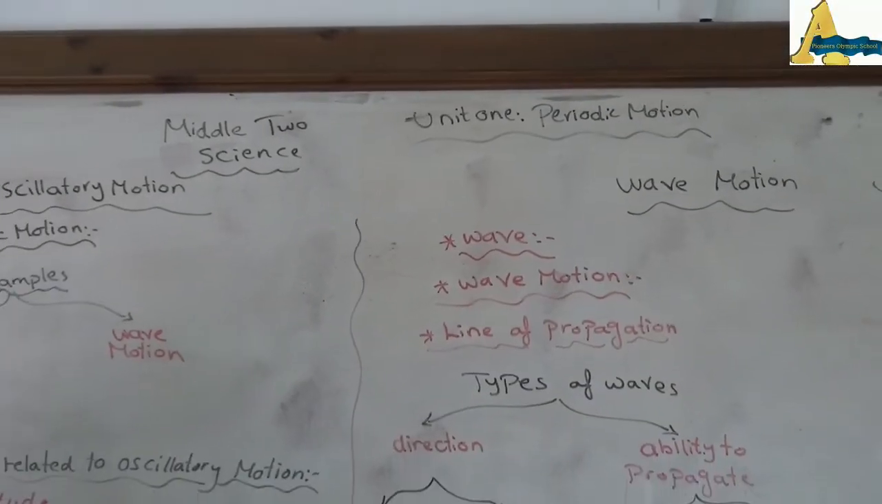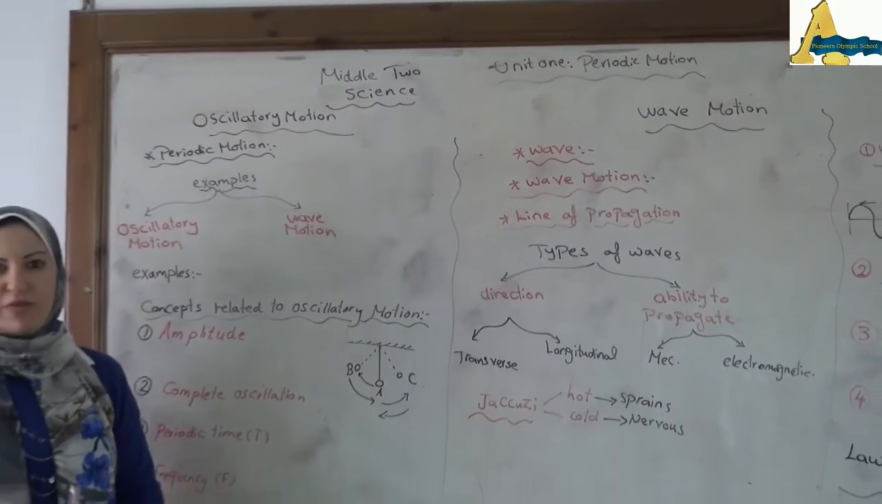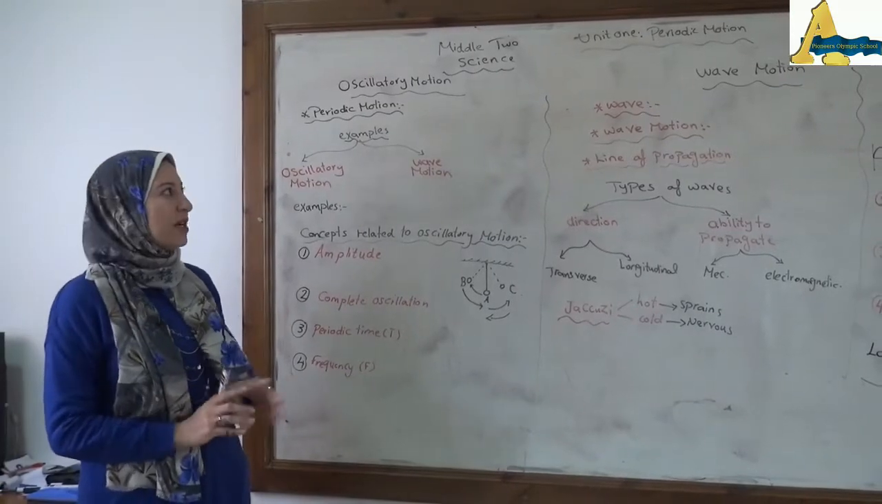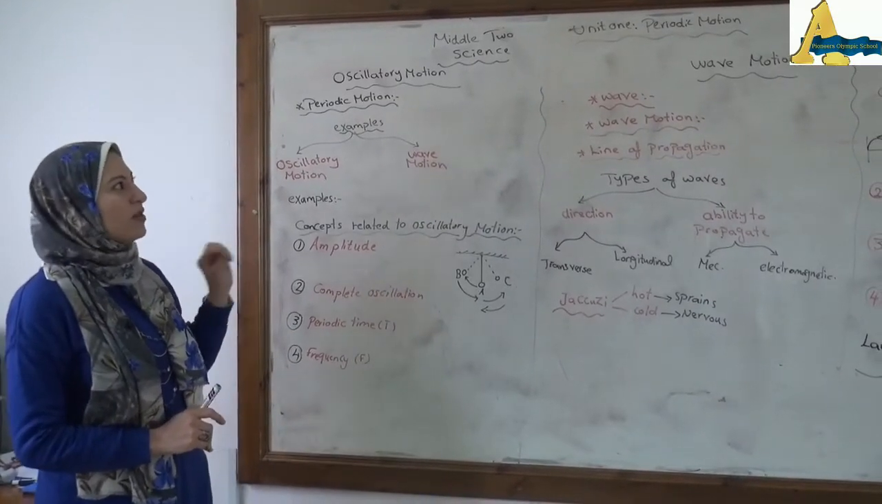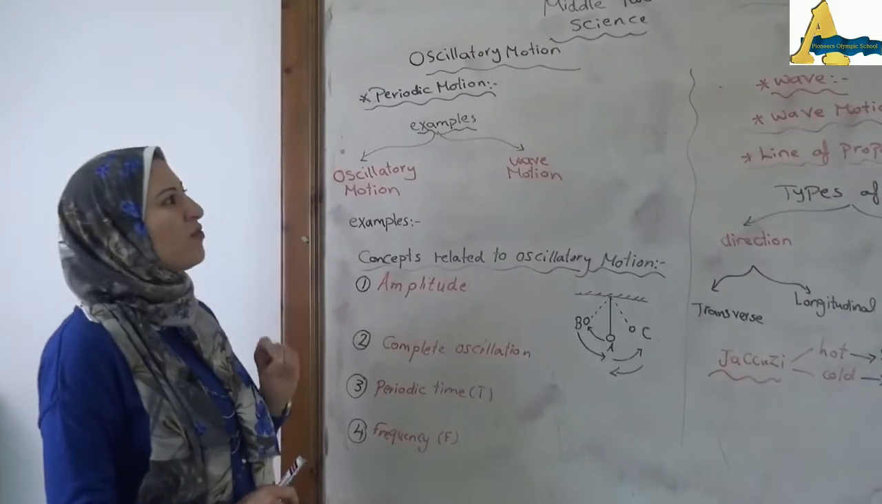Today we're going to revise what we have covered during the period from the second term till the 15th of March. We have studied Unit 1 and Lesson 1 in Unit 2. Now we're going to start with Unit 1. Unit 1, periodic motion. Periodic motion is divided into two lessons, oscillatory motion and wave motion.